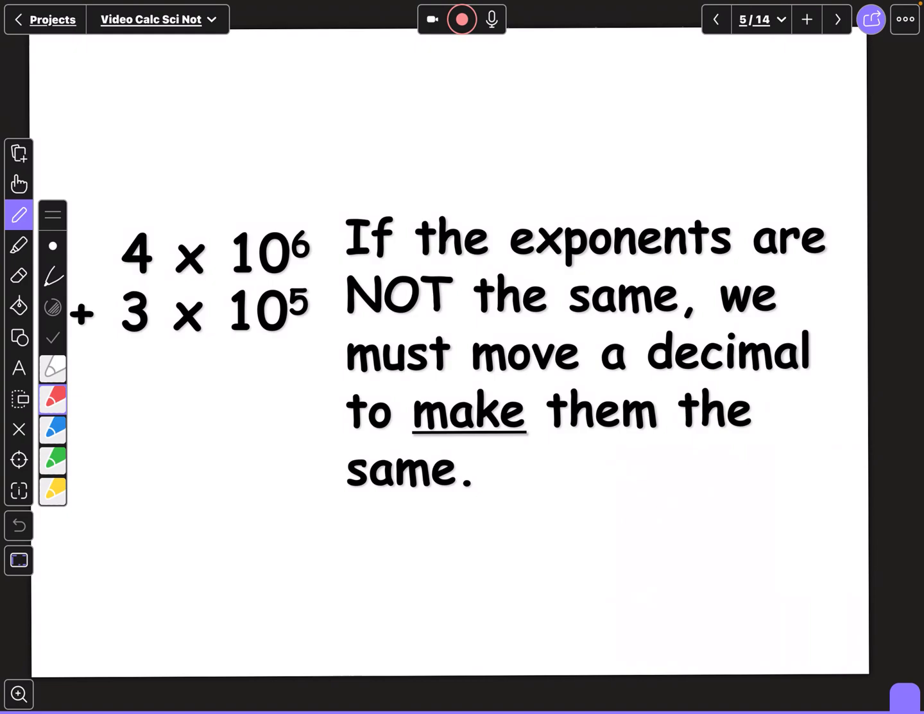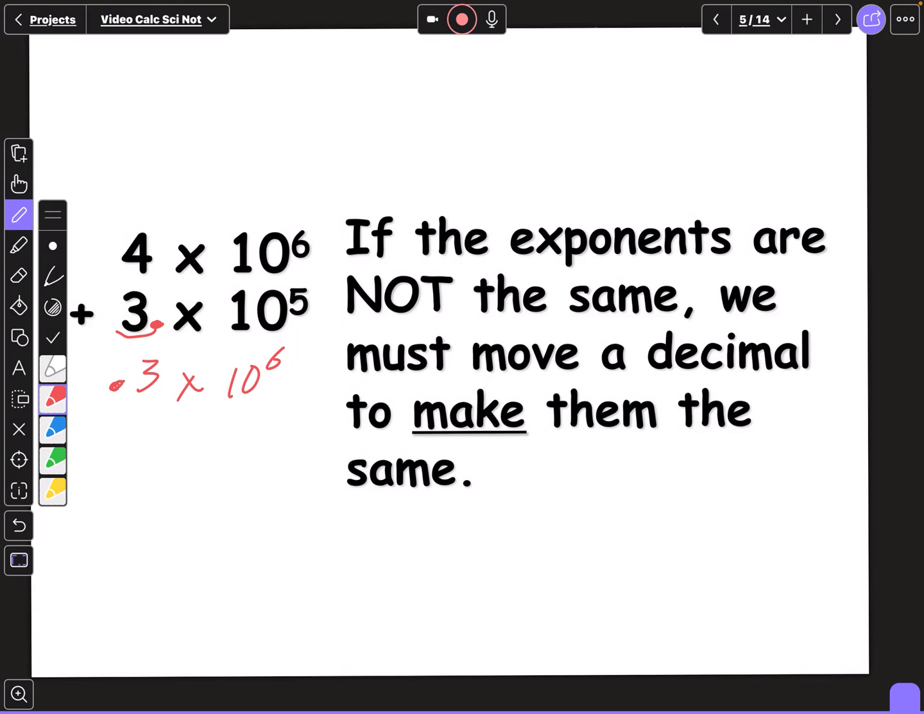We have to change one of these to make the exponents match up. Always pick the smaller number of the two, and that way you can move your decimal to the left one place, and it will make the exponents match up. For example, I'm going to change the 3 times 10 to the 5th. I want to make that 10 to the 5th be a 10 to the 6th. Well, how can I do that? I have my number here, 3 times 10 to the 5th. My decimal would be right there, my imaginary decimal. If I move it one place to the left, I get 0.3, and that makes my exponent times 10 to the 6th. Now they match up.